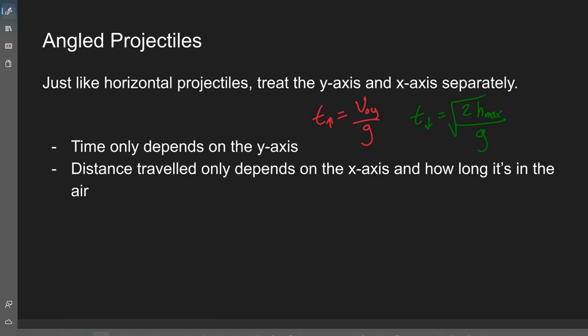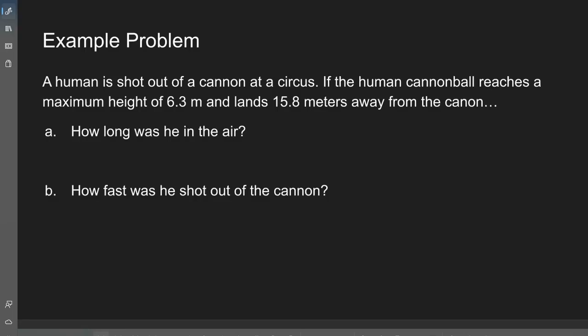Distance traveled in the x-axis only depends on how long it's in the air and its x velocity, because velocity in the x-axis, this is just the definition, is displacement over time. So our displacement in the x-axis, that's just what we use the variable d for, is x-axis. Y-axis is h for height. So d is vx times time. So you get the time from the y-axis, and then you can plug it into the x-axis to find the distance traveled. All right. Halfway through.